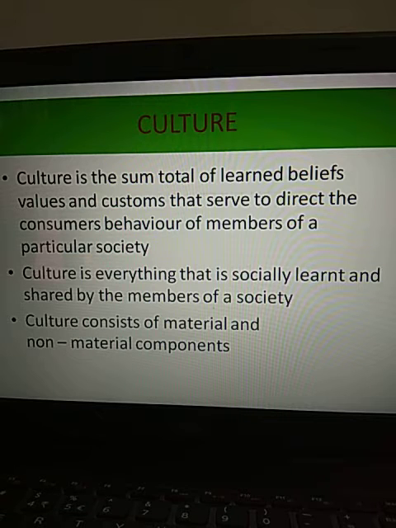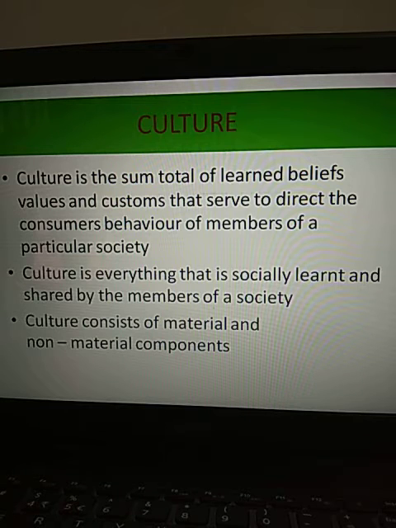So what is the culture here? Actually, it's beliefs, values, and customs that serve to direct the consumer's behavior of members of a particular society. So culture is everything that is socially learned and shared by the members of a society. Society means a group of people. Again, distinctions and differences would be there, but a group of people is what we call the society.